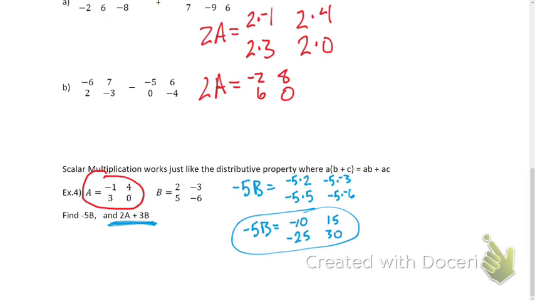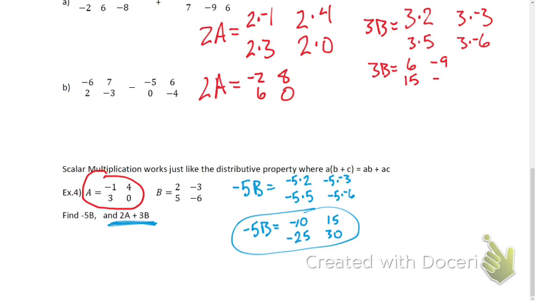Let's do 3B. And we're going to multiply 3 times every number in matrix B. So we have 3 times 2, 3 times -3, 3 times 5, 3 times -6. So 3B equals 6, -9, 15, and -18.